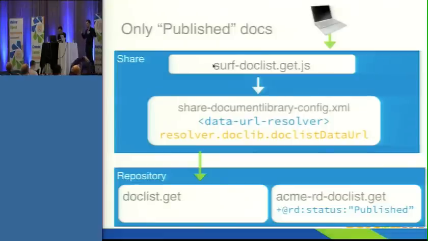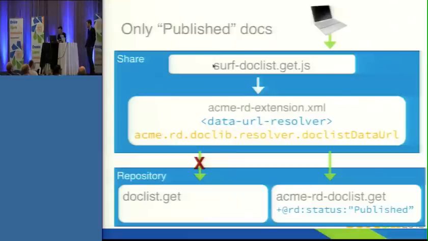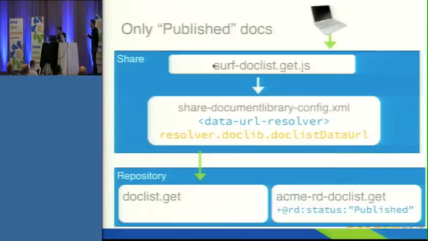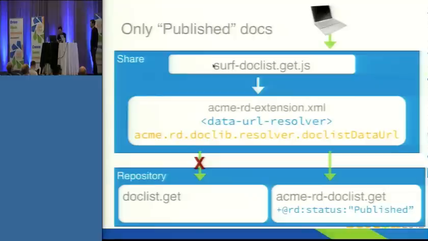So now we have this custom web script in the repository that returns what we want. Now we need to make sure that the document library is using our web script. And we want to make sure that it's only using it when the partners have logged in. So to do that, we are overriding the data URL resolver element, and we're pointing out a new custom Spring Bean instead that will return the URL to our custom web script. And we're not adding that inside a shared config XML file, because that means that it would always be used. Instead, we're placing it inside the extension module, which means that it will only be overridden when the current user is a member of the partner group.